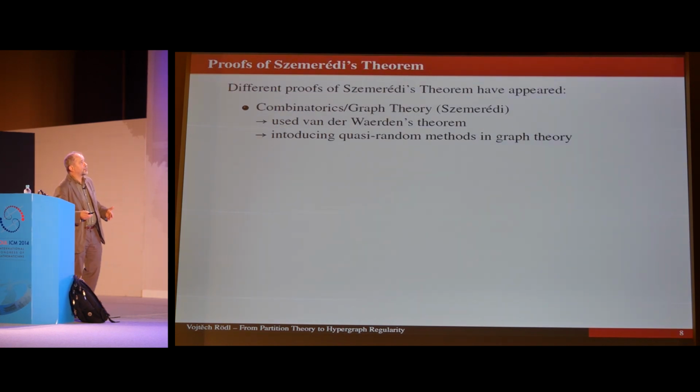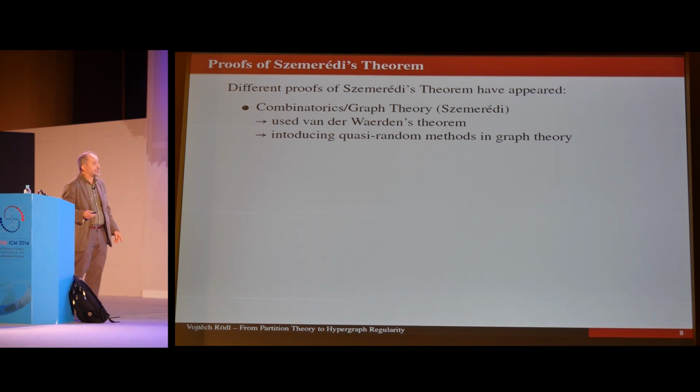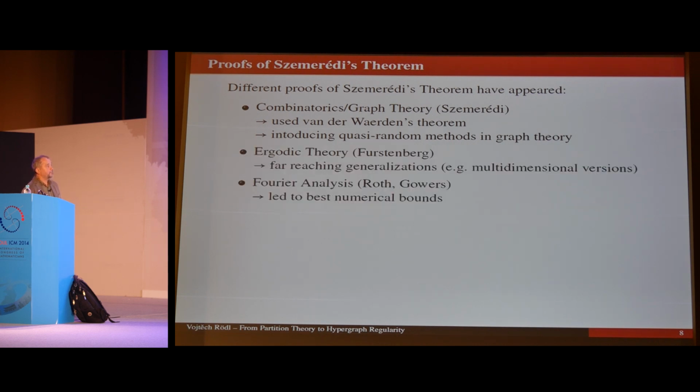Since then, different proofs of Szemerédi's theorem have appeared. But I should say a few words about Szemerédi's proof. It was combinatorial. He introduced some predecessor of the regularity lemma, which he proved later, as I will discuss, and introduced the use of quasi-random methods in graph theory. He also used van der Waerden's theorem, so his proof didn't give a better bound on r_k(n), or on the van der Waerden number.